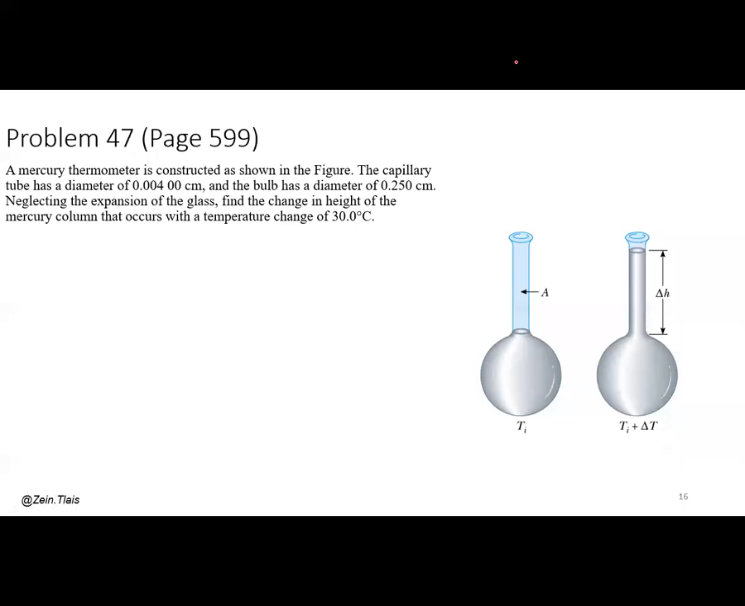Problem 47, page 599. A mercury thermometer is constructed as shown in the figure. The capillary tube, here we have the capillary tube of the vessel, has a diameter of 0.004 centimeter. So we can say small d equals 0.004 centimeter. Here we have small d.